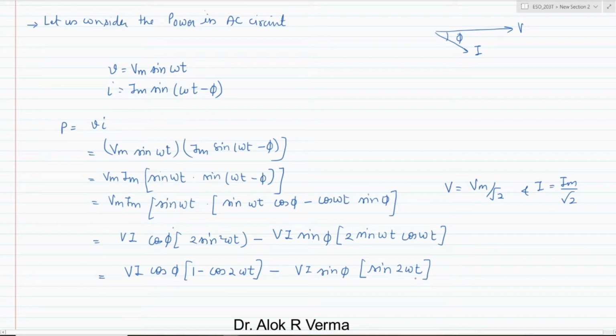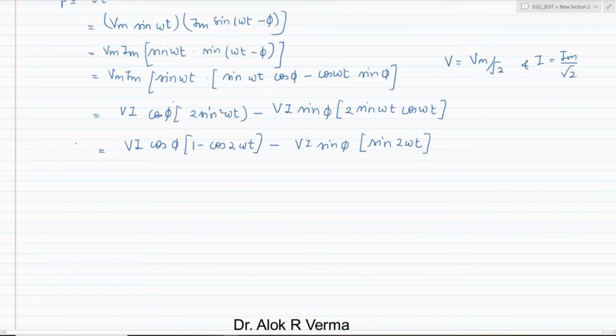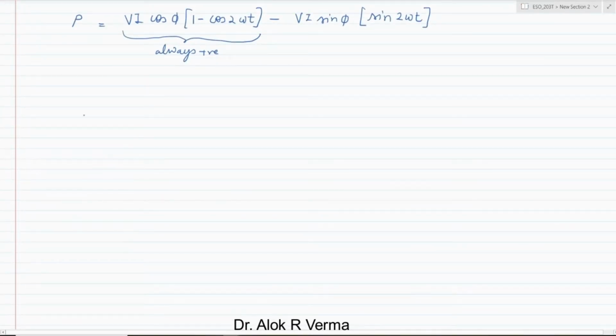If you look clearly, we can recognize one fact about this instantaneous power. The first term is always positive, irrespective of t or omega t, since the value of cos 2 omega t is always less than or equal to 1. So this term is positive, and VI cos phi is positive, so this is always positive. And VI sin phi sin 2 omega t can be negative or positive depending upon the value of sine.